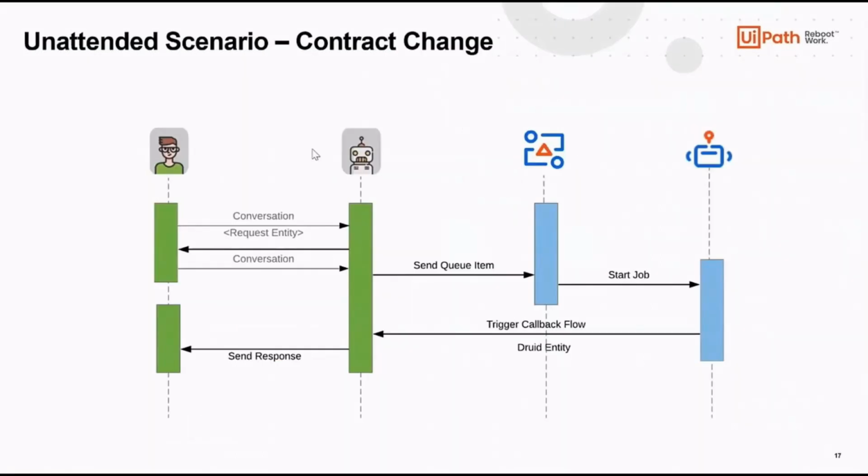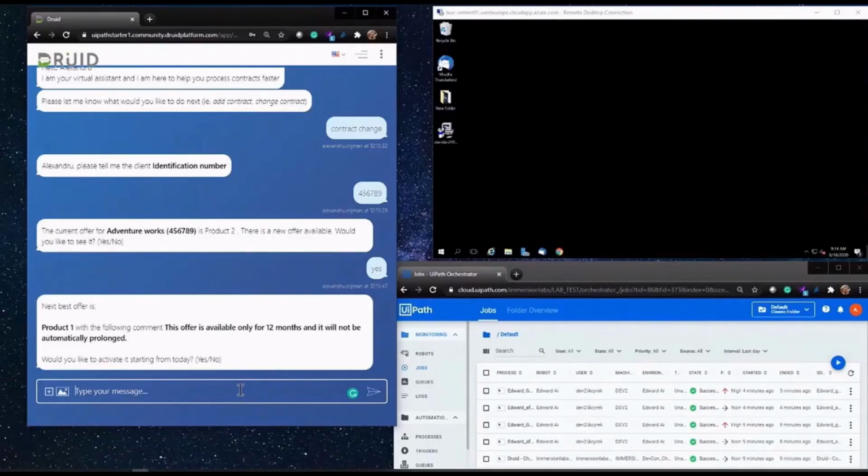The first one is an unattended internal scenario of a contract change. An employee must make a contract change for one of his customers, so the account manager can talk to this chatbot. The chatbot gathers all the info and sends the info to Orchestrator, creating a queue item that will trigger the start of a job, and at the end, the job will trigger a callback flow to Druid using a trigger conversation activity in Studio, and the chatbot can then send the response back to the user.